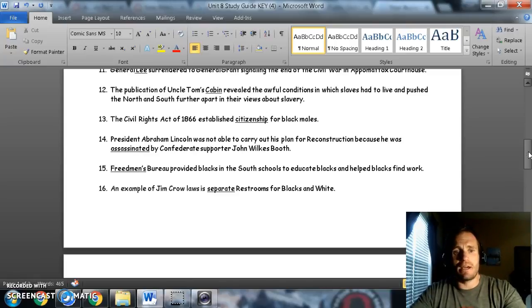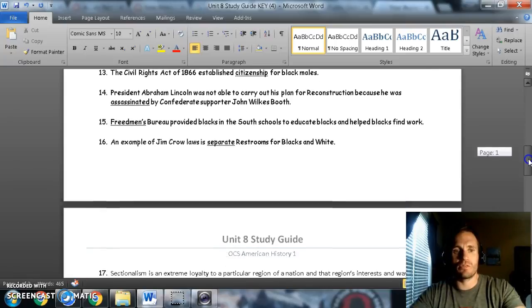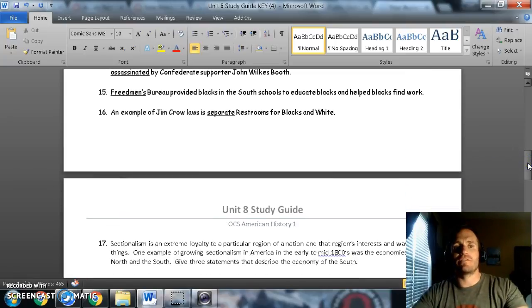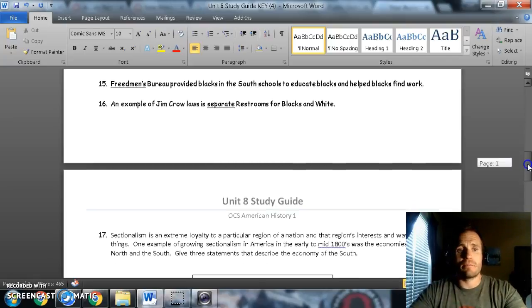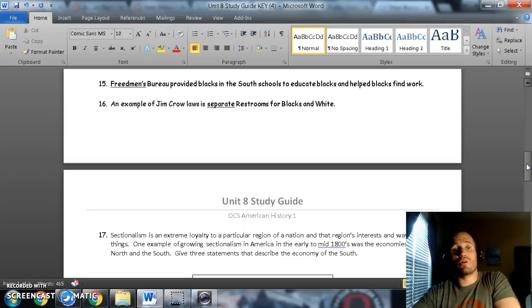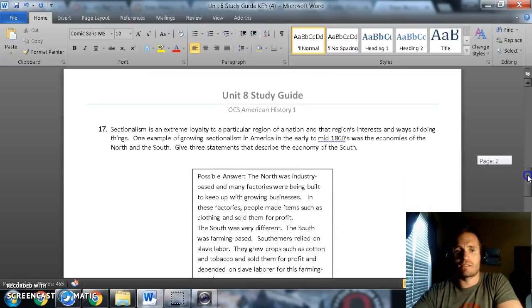Number 14, President Abraham Lincoln was not able to carry out his plan for Reconstruction because he was assassinated by Confederate supporter John Wilkes Booth. Number 15, the Freedmen's Bureau provided schools to educate blacks in the South and helped them find work. Number 18, an example of Jim Crow laws is separate restrooms for blacks and whites.